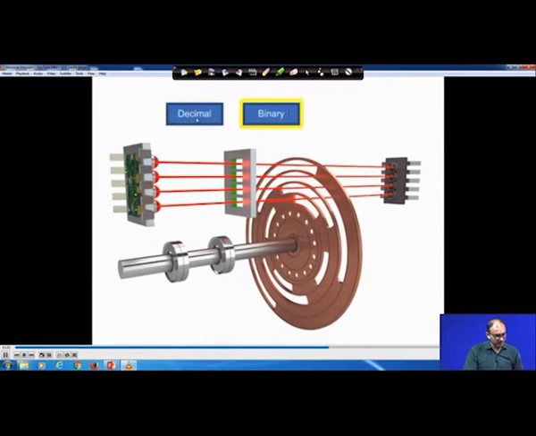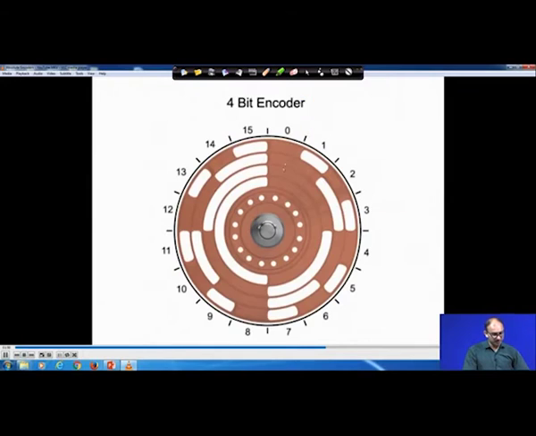Now there are 3: one is the decimal system, another one is the binary system, and another is the grayscale. From these 3 you have to find out which one is best suitable, because it will get the signal based on all these 3 systems. So, let us see how this works.